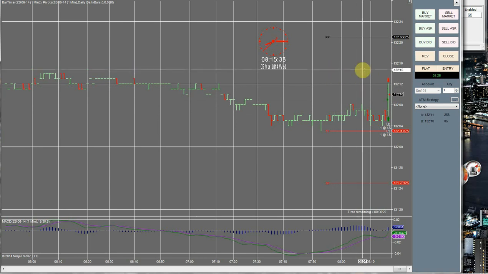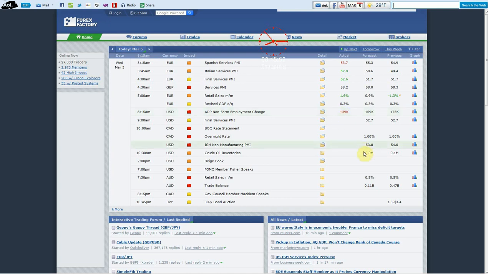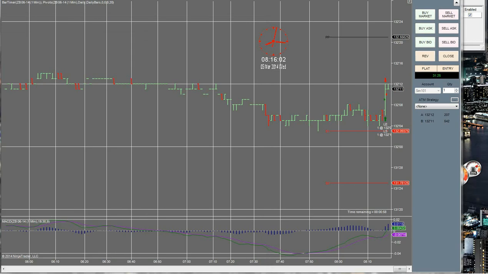So let me see what the actual numbers were. All right. 139, forecast of 159. Okay. So there we have it. Not a huge deviation. And so that's most likely why we didn't get a huge spike.